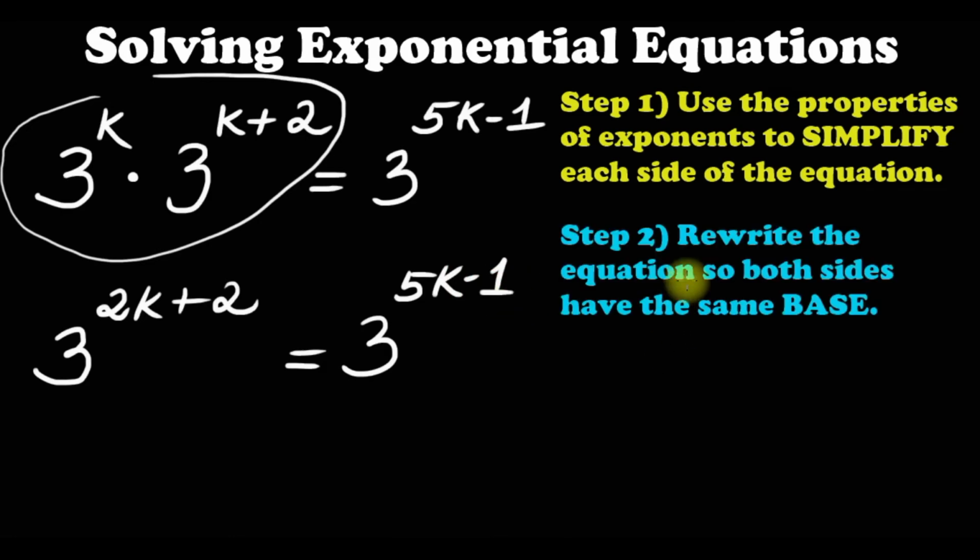Step 2 is to rewrite the equation so both sides have the same base. So according to this equation, we don't have to do step 2. If you look at the equation, they both have the same base. So here you have a base 3, and here you have a base 3, so we do not have to rewrite the 3.